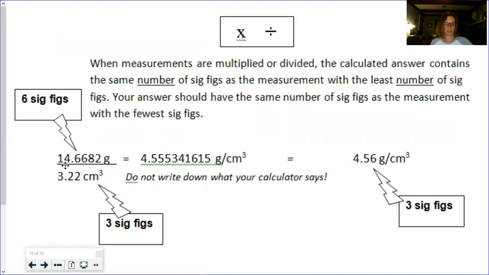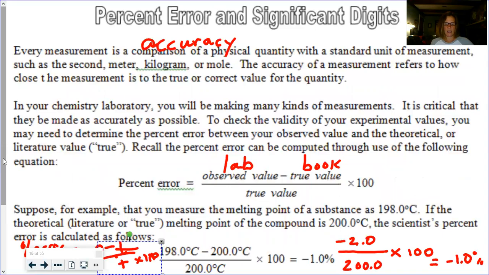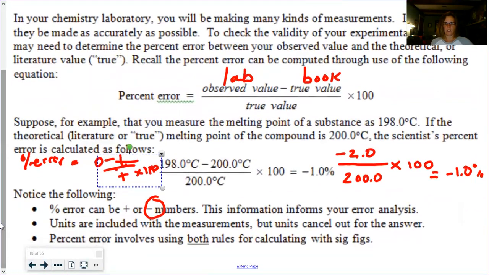Here's another example here. Our numerator has 6 sig figs. Our denominator has 3. We do the math on our calculator, but don't write it down because we know our final answer can only have 3 sig figs. And so that's what we round to. Okay, so there's a little quick review of sig fig rules in doing calculations. And we've applied that now to doing a percent error calculation.